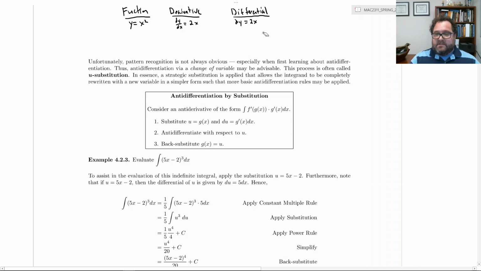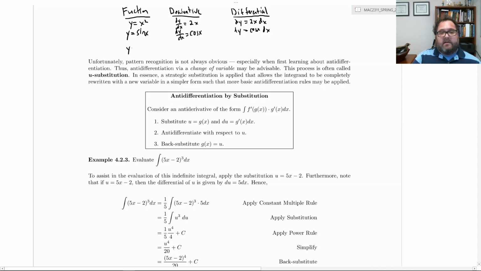Okay, here, let's look at a couple more examples. What about y equals sine x? Okay, what's the derivative? We could say dy dx is what? Cosine x. In differential form, we would say dy equals cosine x dx. That's the differential form.